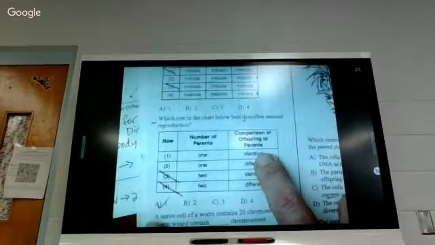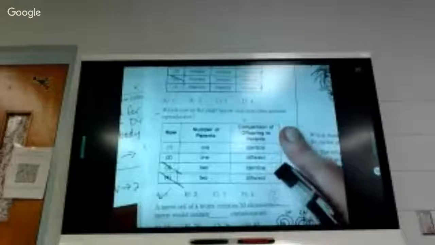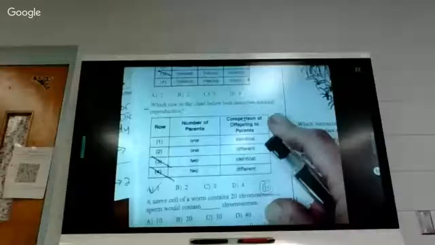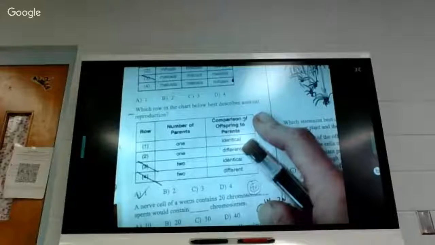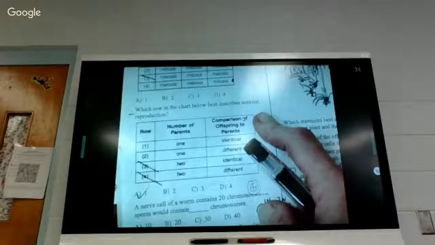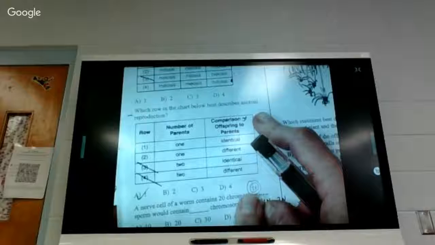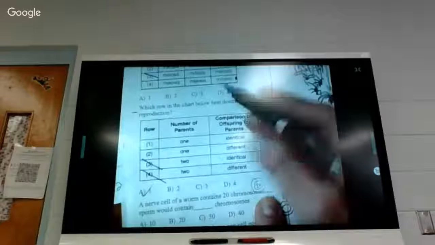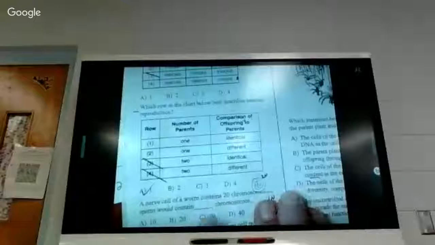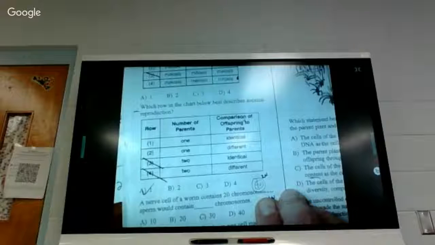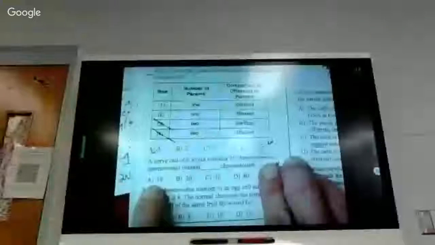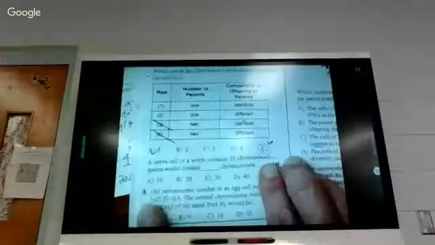So not too bad. Okay. How about the next one? A nerve cell of a worm is 20 chromosomes. Is a nerve a sperm cell or like a gamete, or is it a body cell? Body cell. So this would be 2N, all right? Body cells are all 2N. So how many would the sperm have? Reduction division. There you go. That's the answer. Okay, nice. Or half. So half of 20. Okay, do the next one.